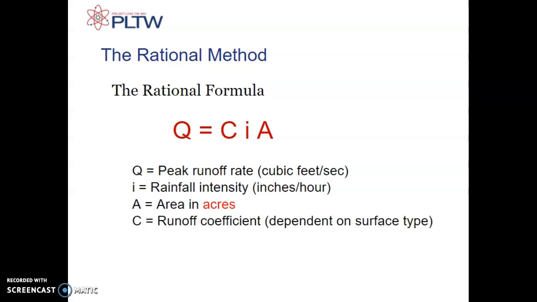So this is the formula that we use. Q equals CIA. Q is your peak runoff, which is going to be in cubic feet per second. I is your rainfall intensity, which is your inches per hour. And A is your area in acres. So if your area is given to you in something other than acres, you're going to have to convert it into acres. And then C is the runoff coefficient. This is going to be dependent upon a surface, and we are actually going to use a table to determine this.